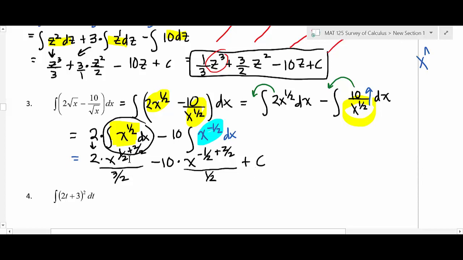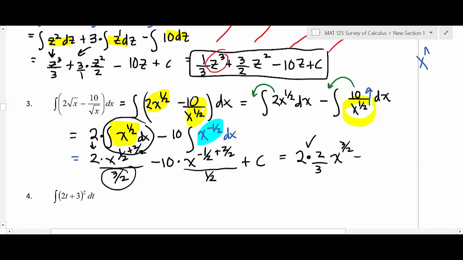Now, I don't want an answer like that. It's too messy. In this first part, you have a constant 2. If you divide by 3 halves, what are you doing? You're multiplying by 2/3. Dividing by a fraction is the same as multiplying by a reciprocal. Then you have x to the 3 halves, and you can just leave that as a fractional exponent. That's fine.